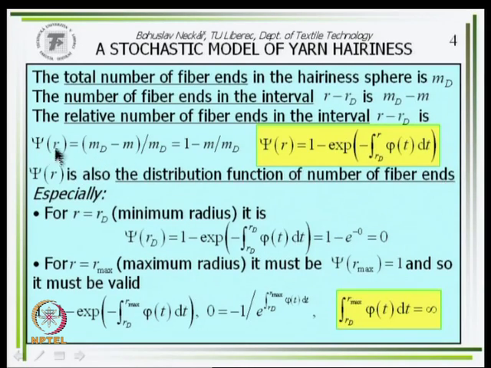Let's call psi(r) the ratio of md minus m, the number of fiber ends in the interval from rd to r, by the total number of all fiber ends in the hyannis sphere. So it is 1 minus m by md. Using the earlier derived equation for this ratio, we obtain psi(r) is 1 minus exp of minus this integral.